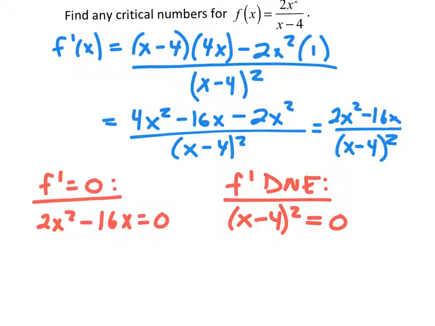So with the first part, f prime is equal to 0, I can factor out a 2x, leaving me with x minus 8, and that'll end up with x is equal to 0 and positive 8.